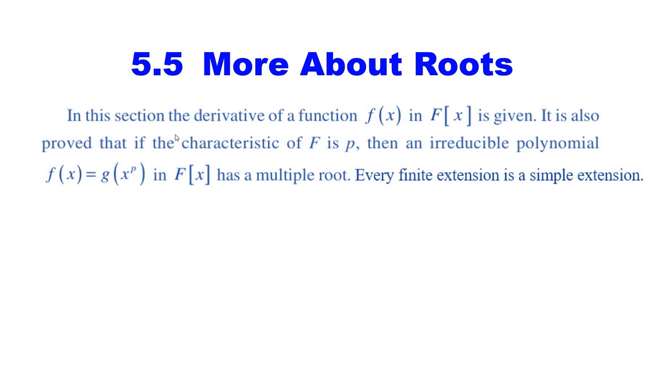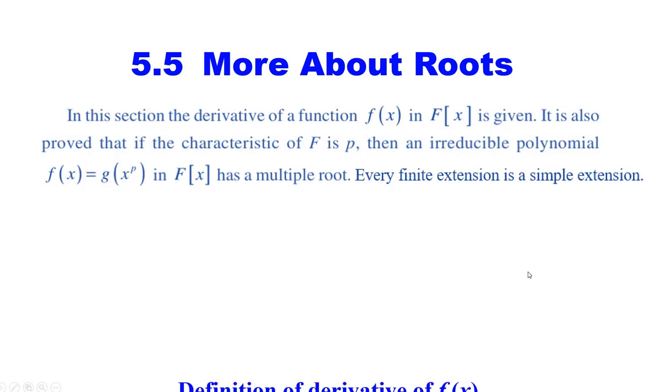Our next section is section 5.5, more about roots. In this section, we have the definition of the derivative of a function, and we also prove that if the characteristic of F is p, then an irreducible polynomial, if we name it f of x, should be of the form g of x power p. Then in that case, you have this polynomial having a multiple root, and we also prove that every finite extension is a simple extension. So these are the points that we need to discuss in this section.